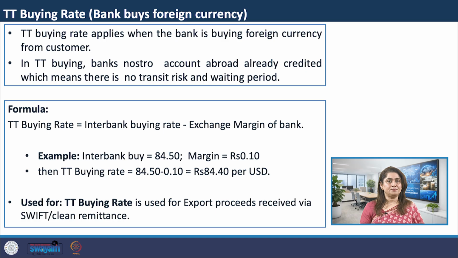Let us take an example. If the interbank buying rate is 84.50 and the exchange margin is 0.10, then TT buying rate is equal to 84.50 minus 0.10, which is equal to 84.40 per USD. The exporter receives 84.40 for every dollar sold to the bank. This rate is used for export proceeds received via SWIFT or clean remittance, situations where the money is already in the bank's nostro and no documents are in transit.